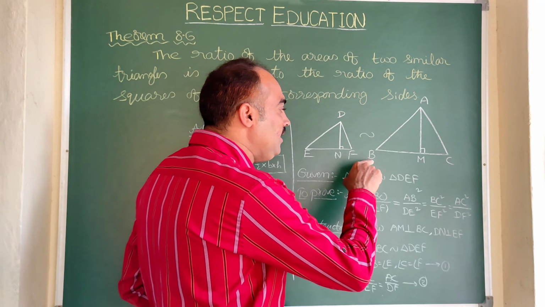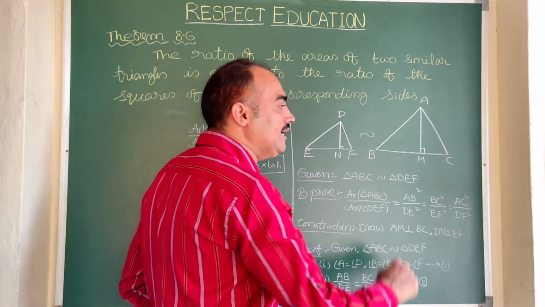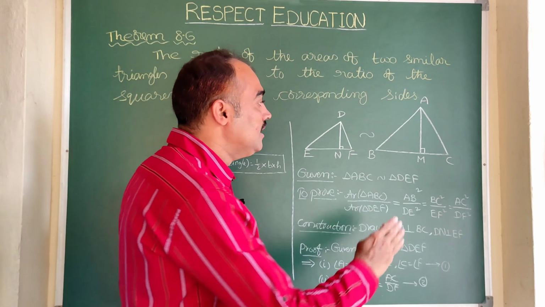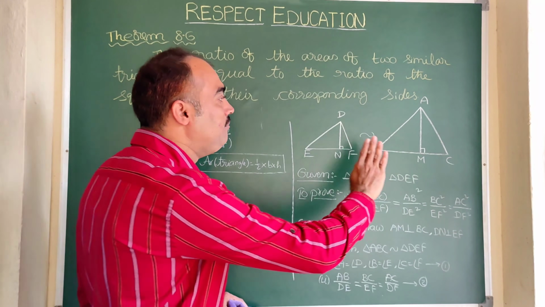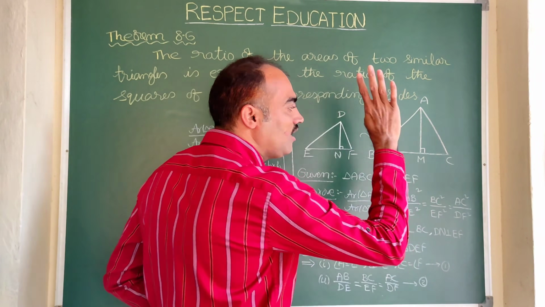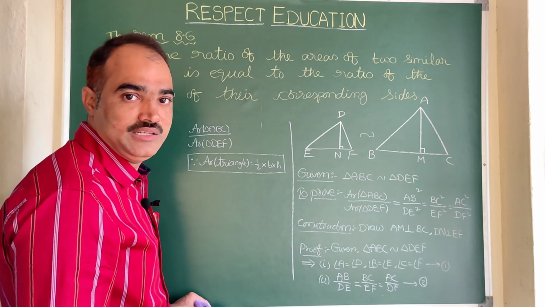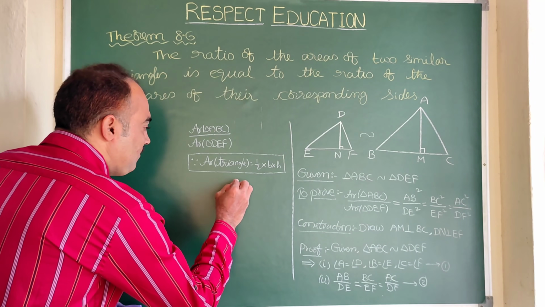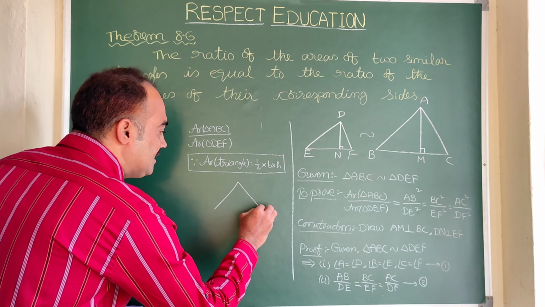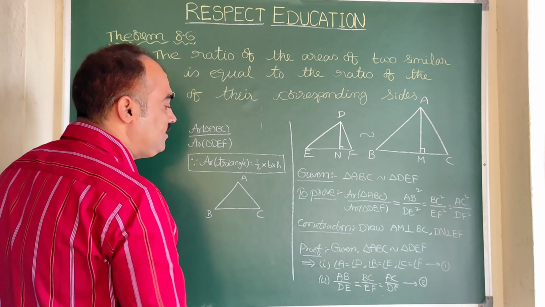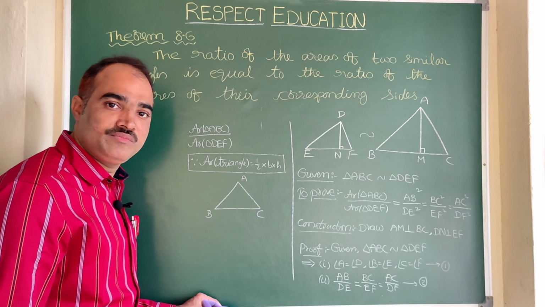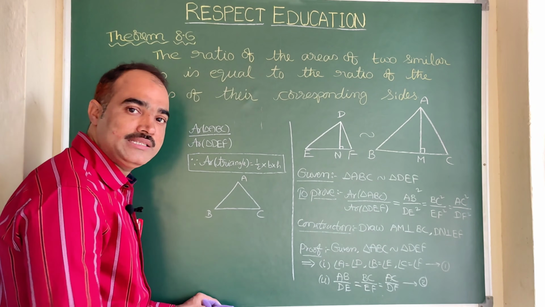Here clearly you can say BC is the base. But suppose AM, the perpendicular, is not drawn, then what is the base? This is roughly what I am explaining here. Suppose this is triangle ABC. Now can you tell me what is the base for the triangle?